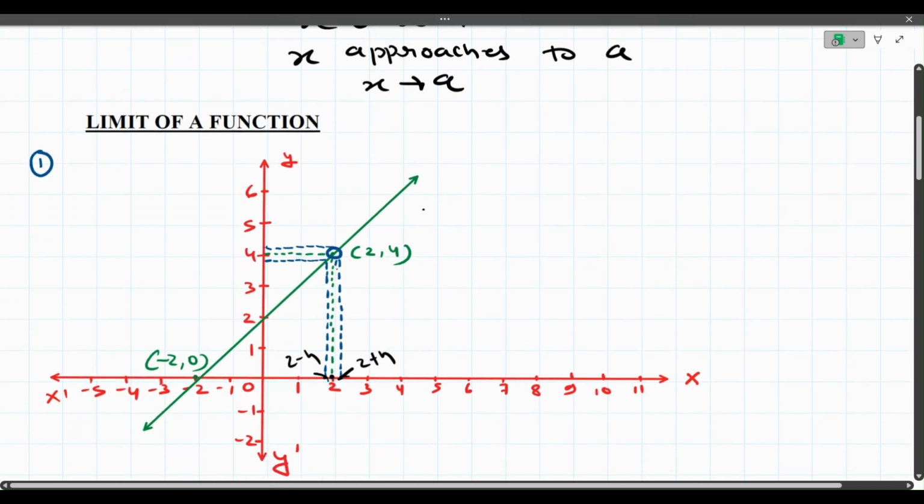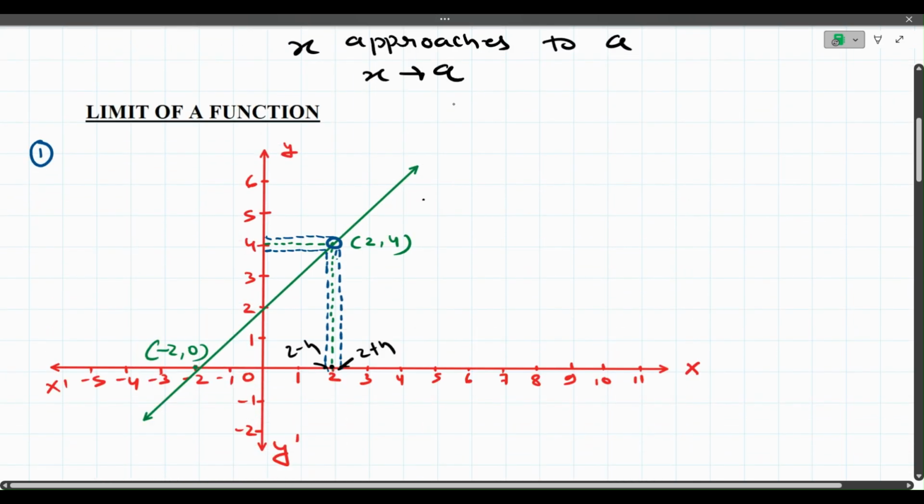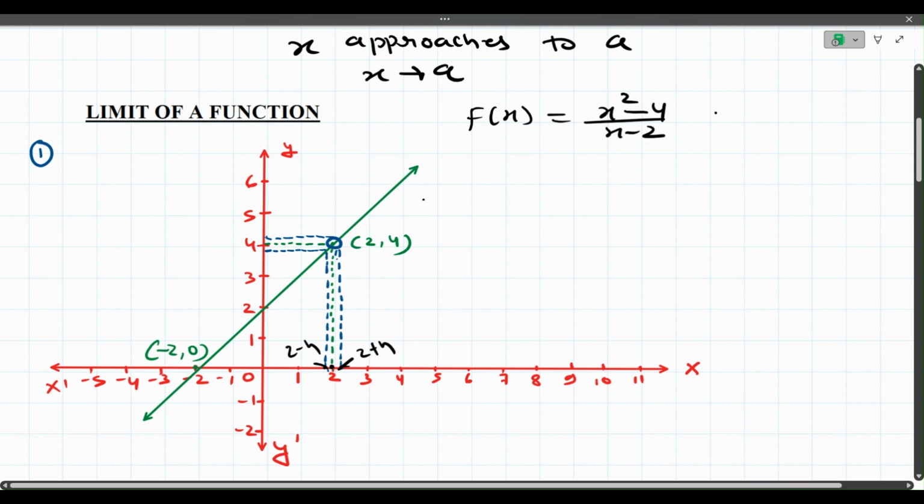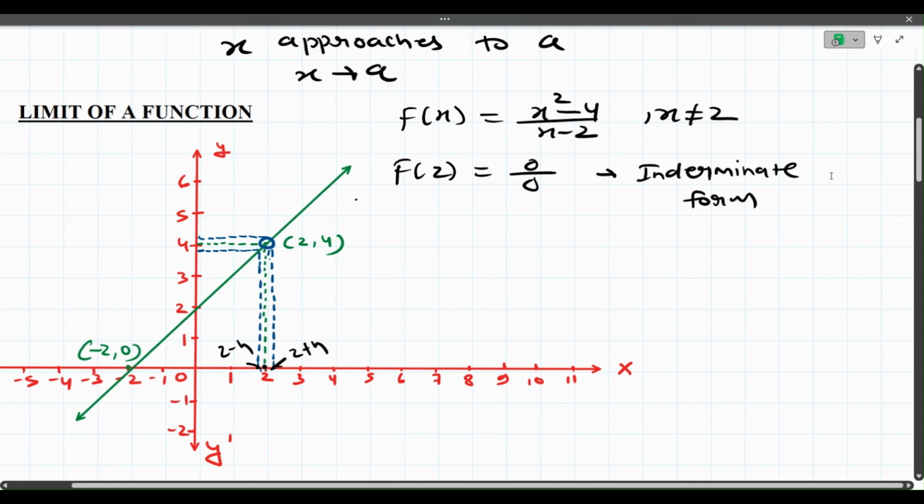Let's understand the limit of a function. Let's consider a function f of x which is (x squared minus 4) over (x minus 2). It's not defined at x equal to 2 because if you substitute x with 2, you get 0 by 0, and this is an indeterminate form, so it does not have any answer.